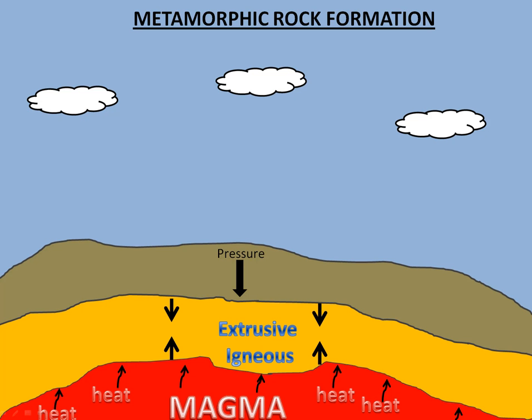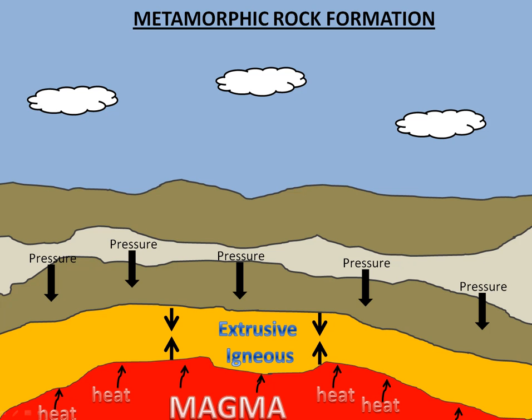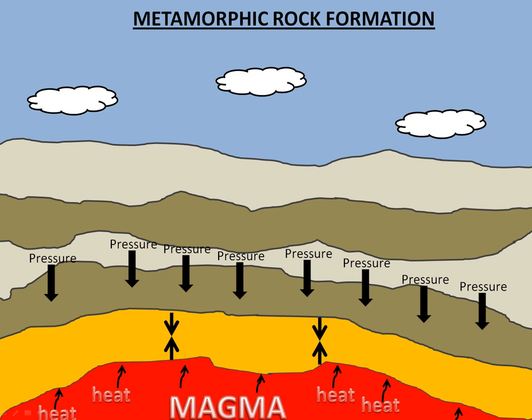Now, when the layer is sitting on top of the extrusive igneous, there's going to be pressure created, which is going to squeeze that extrusive igneous together. Now, add on a few more thousand years, we have additional layers that are going to form. Now, as each layer forms, more pressure is being created. We have another layer, we get more pressure. We get an additional layer, there's even more pressure.